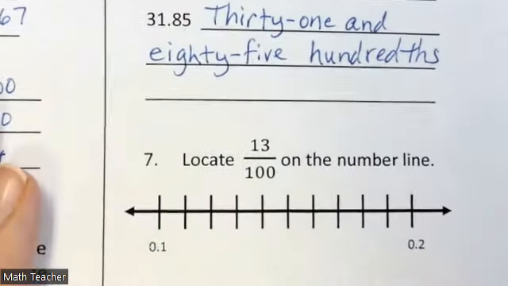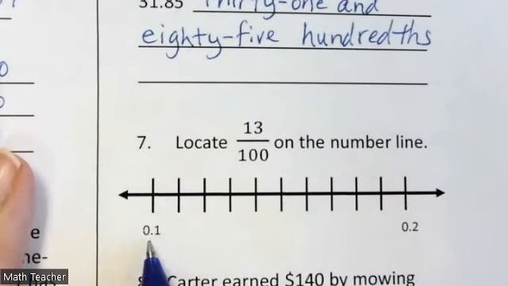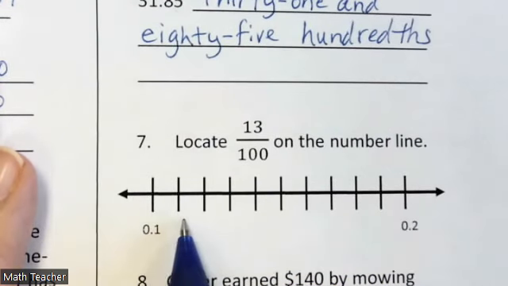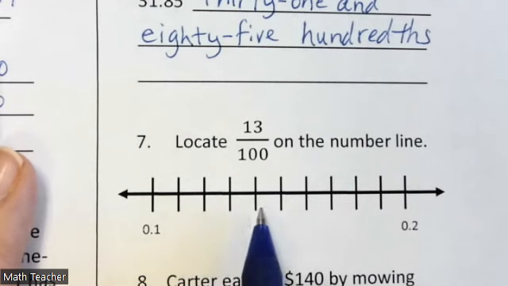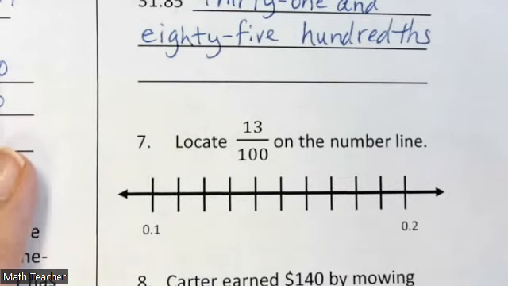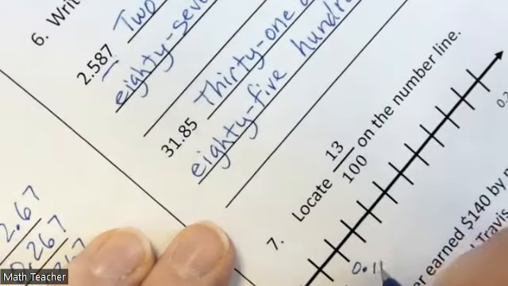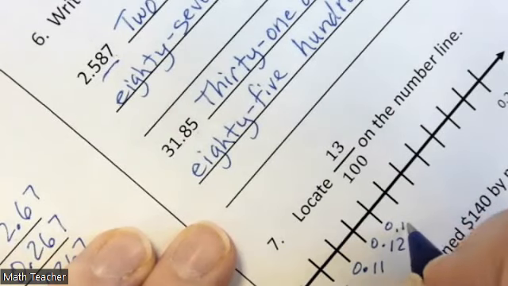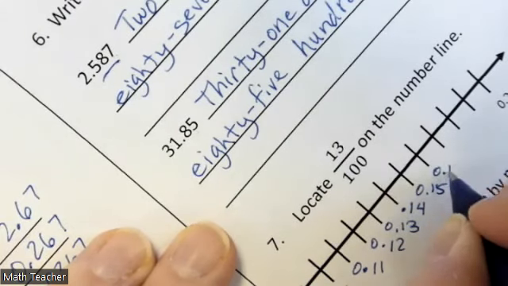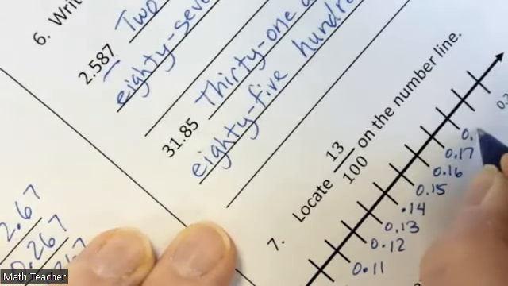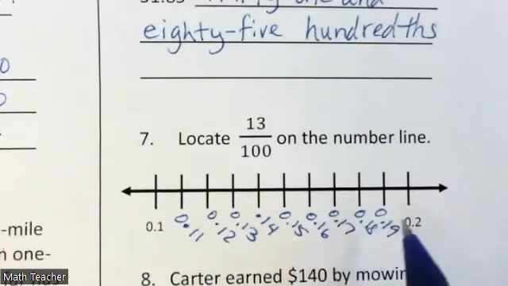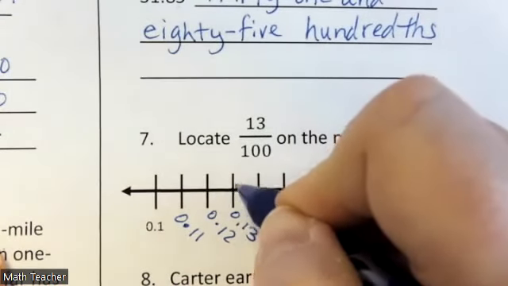Number 7, locate 13 hundredths on the number line. This is 0.1, 0.2. I'm going to assume you're counting by hundredths here. So this would be 0.11, 12, 13, 14, 15, 16, 17, 18, 19. Yes, they're counting by hundredths, so I'm going to label those 0.11, 0.12, 0.13. Labeling these just takes a moment and it helps to make sure that you get the correct point. So 13 hundredths will be right here.